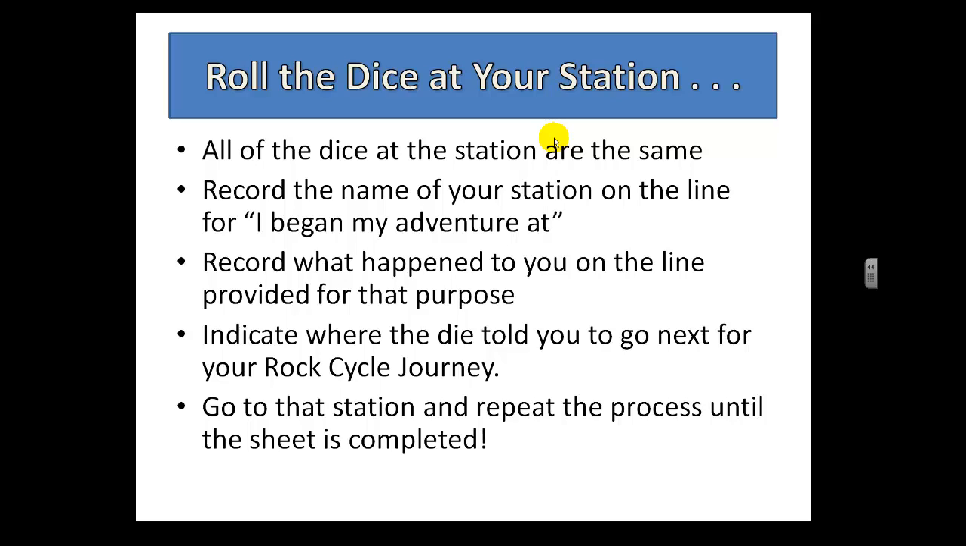I eroded, I did this, I did that, I was melted. Write the short version of it. There are a lot more words around the die than you'll need, so just make sure you understand what happened and which station it said to go to next. It may be that you go right back to the same station, so you'll say, then I went to, and you'll write down, let's say, sedimentary rock again.